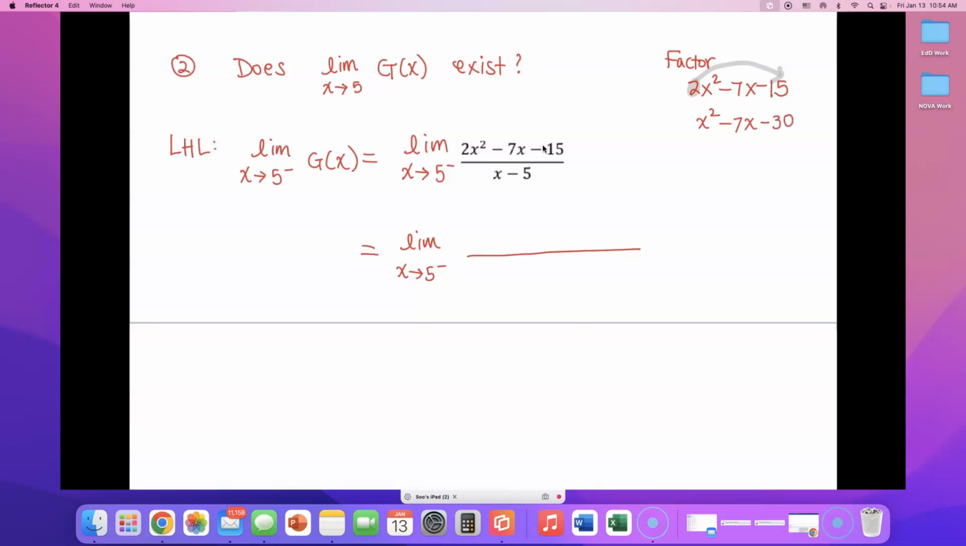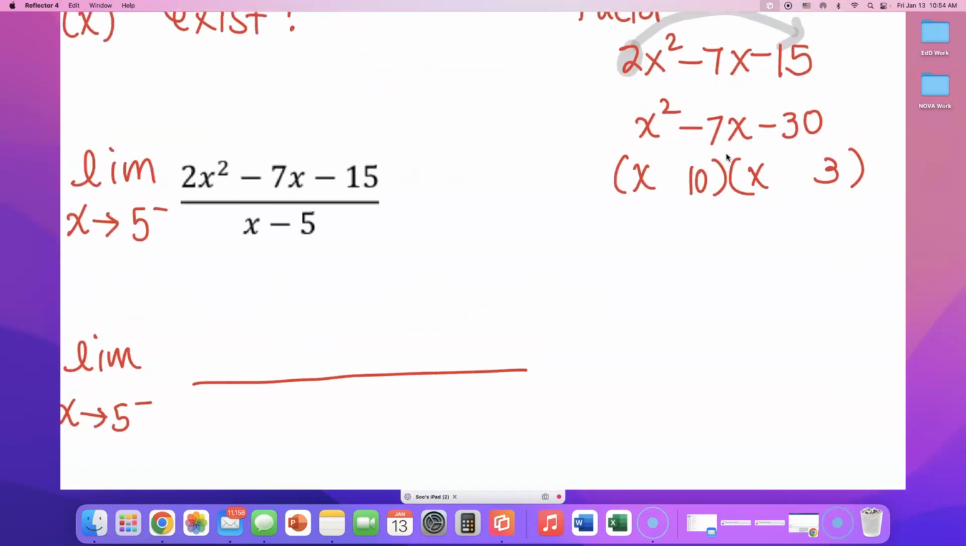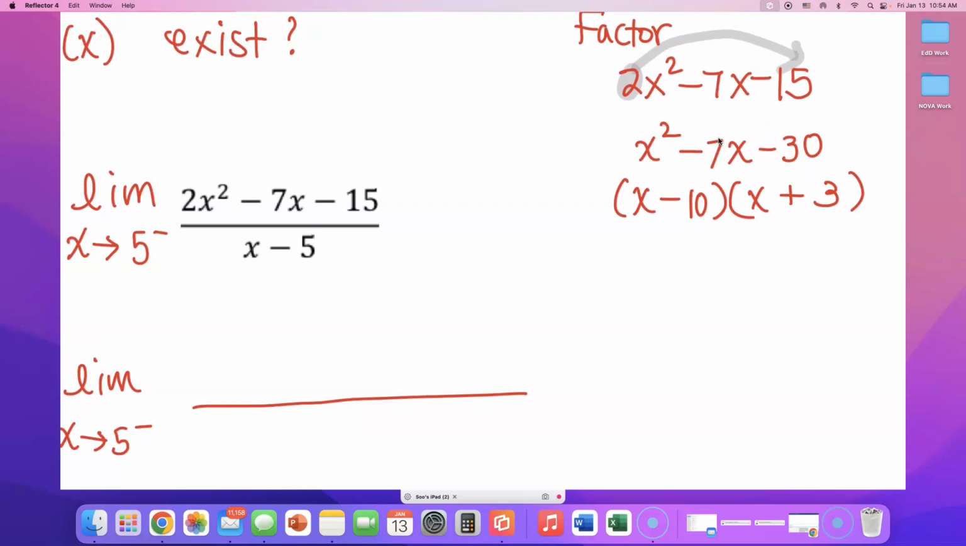doing 2 times 15. And I'll factor this. 10 times 3 is equal to 30. And if I make the 10 a negative and 3 a positive, I can add them to get negative 7. But don't forget, I have to now divide both of these numbers by 2. So, if I simplify this, I will get x minus 5 because 10 divided by 2 is 5. But over here, 3 cannot be divided by 2.